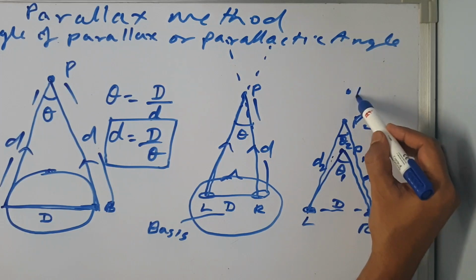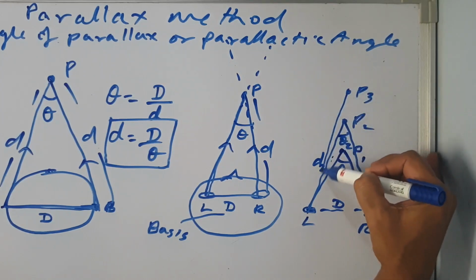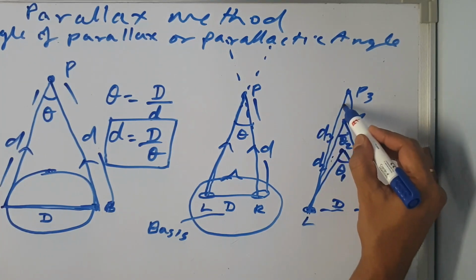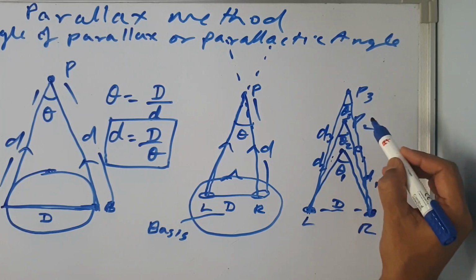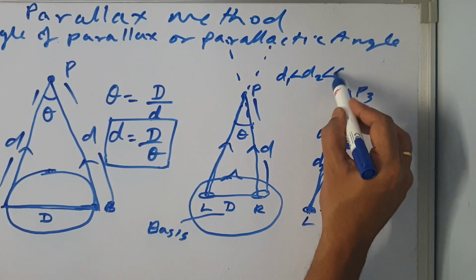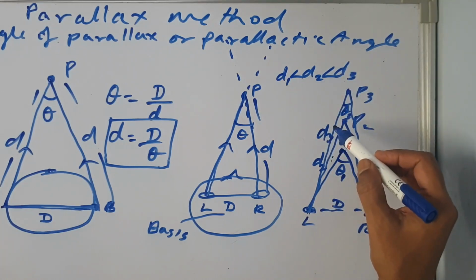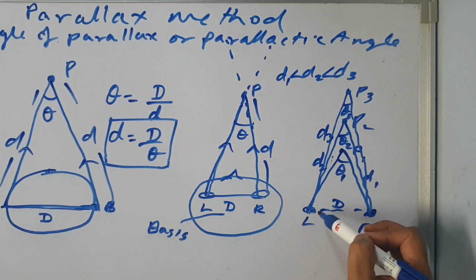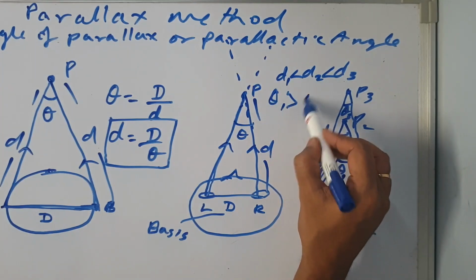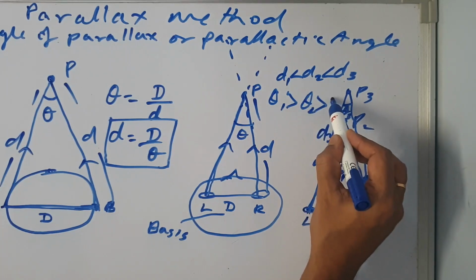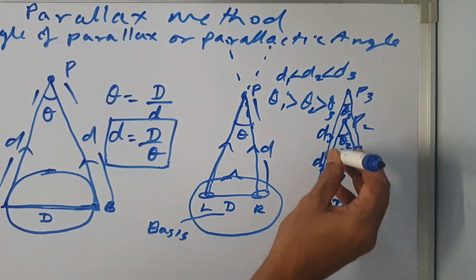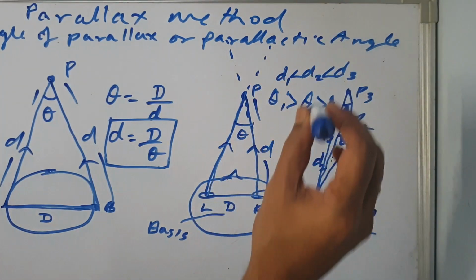Still further to a point P3, which is at a distance d3, then the angle of parallax again reduces. You know that d1 is lesser than d2 is lesser than d3. d3 is the highest, but the lesser the distance, the more is the parallactic angle. That means theta 1 is greater than theta 2 is greater than theta 3. So as the point is moved backwards, the angle of parallax goes on reducing.